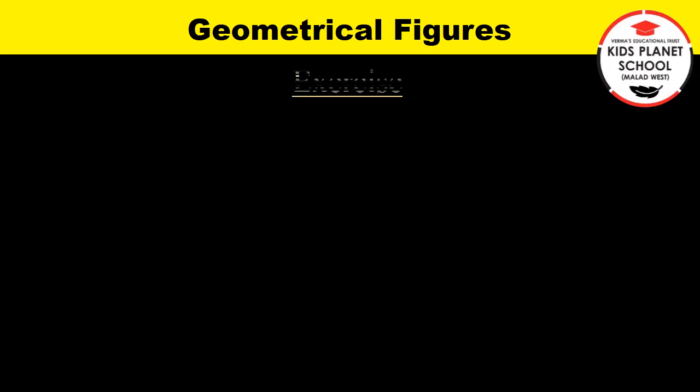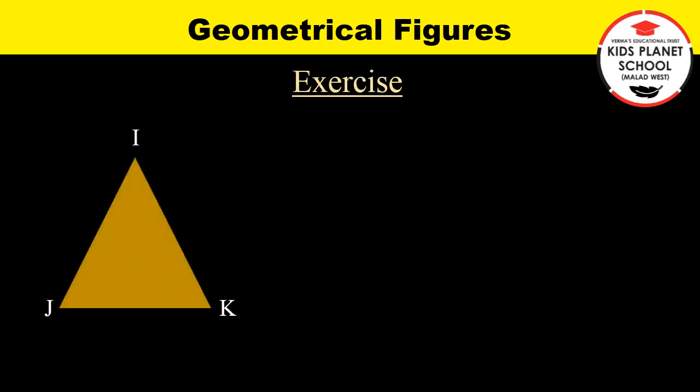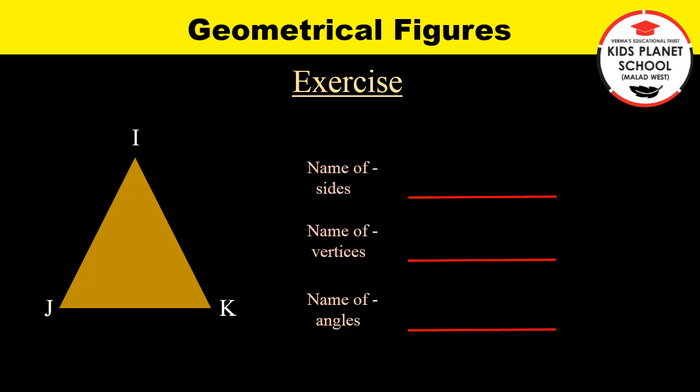Children, now let us do some exercise. This is a triangle. The name of the triangle is IJK. Children, now we have to answer the following questions. Our first question is name of sides. Children, we have to give the name of sides we see in this triangle. Side IJ, side JK, side KI.